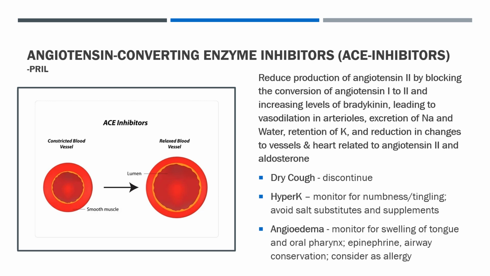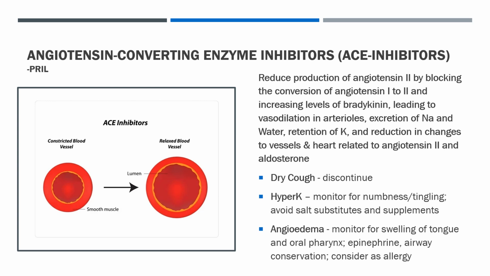Our first set of medications affecting blood pressure are going to be your angiotensin-converting enzyme inhibitors, also known as ACE inhibitors. These are medications that end in pril, like captopril, lisinopril. So these are going to reduce the production of angiotensin 2 by blocking the conversion of angiotensin 1 to 2 and increasing levels of bradykinin, leading to vasodilation in the arterioles, excretion of sodium and water, retention of potassium, and reduction in changes to vessels and heart related to angiotensin 2 and aldosterone.